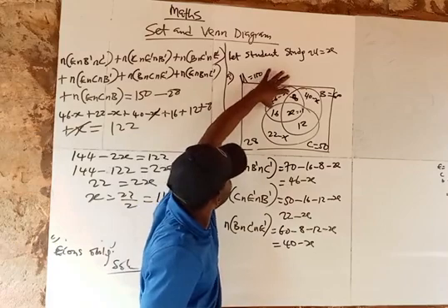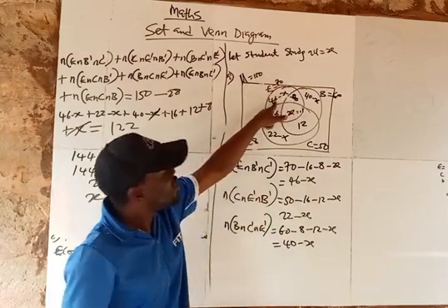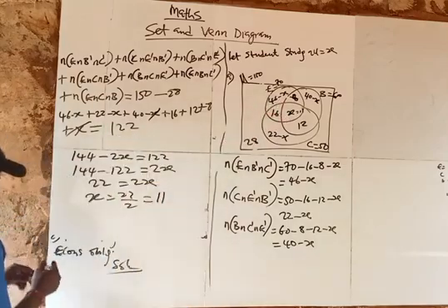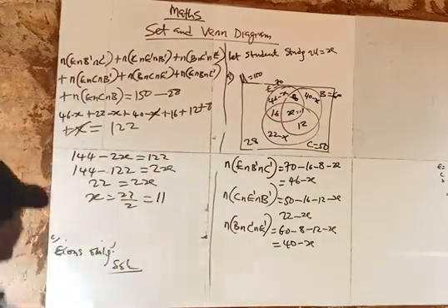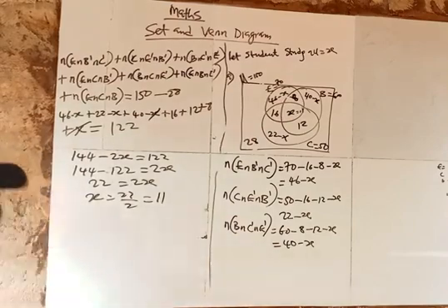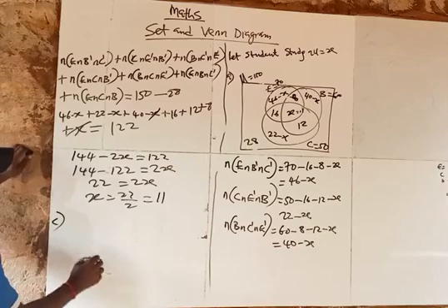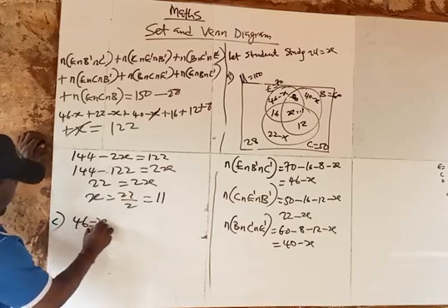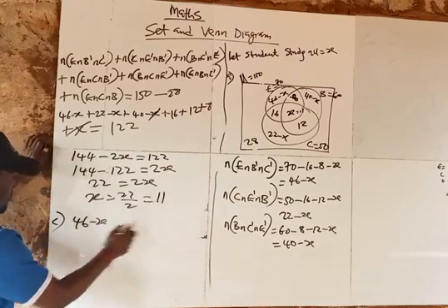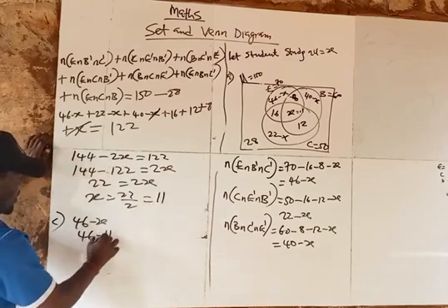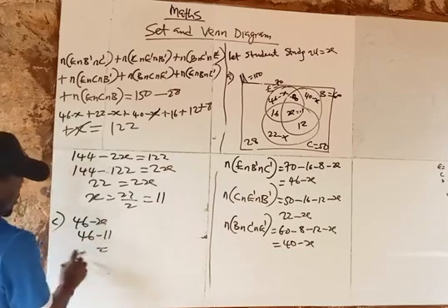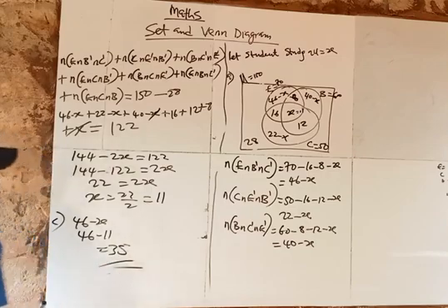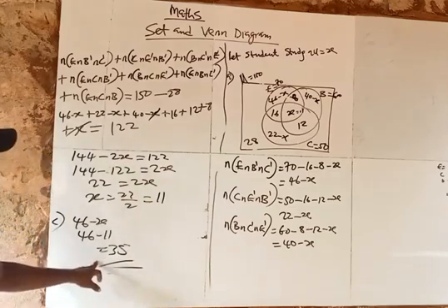Now, the last one, he said, how many students study economics only? Only. That is only economics. We already have the equation, so all we just need to do is to pick this equation and solve it. So the last one, C, will become, how many students have studied economics only now? It will become 46 minus x. Our x is already 11, so we'll put 46 minus 11. If this one will give me 5, this one will give me 3. So 35 students studied economics only.